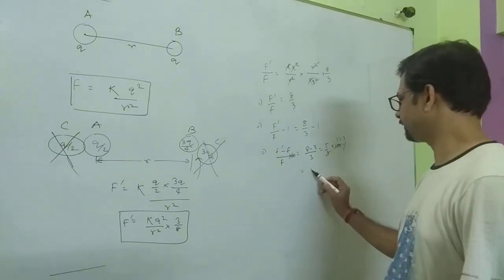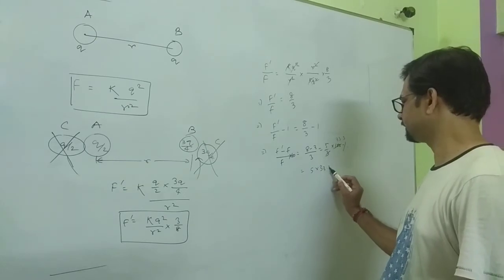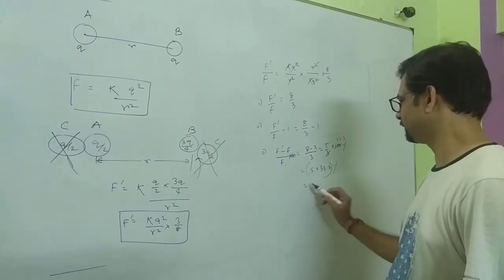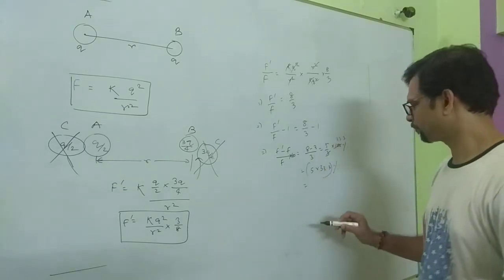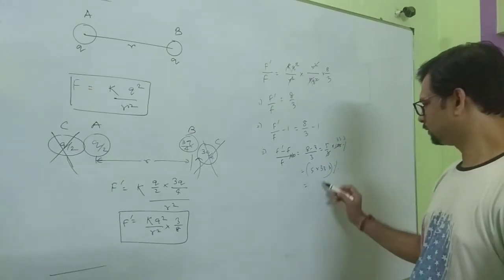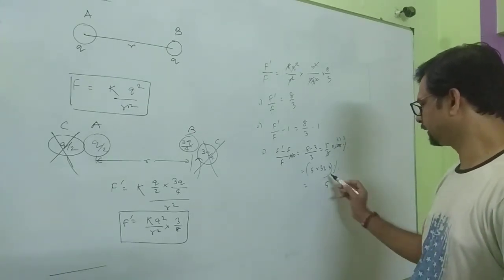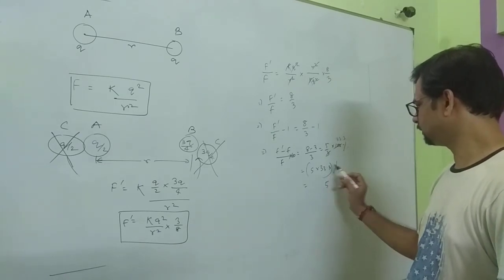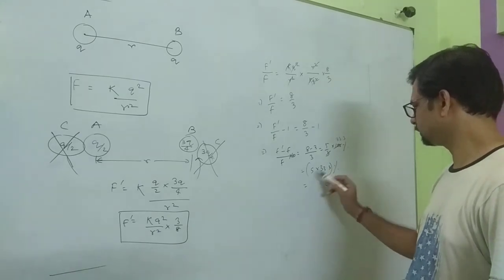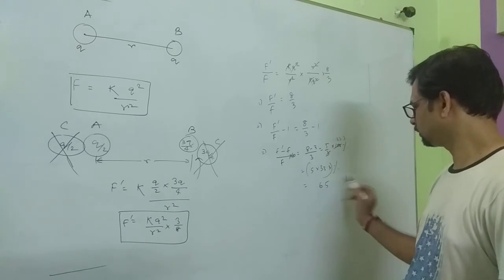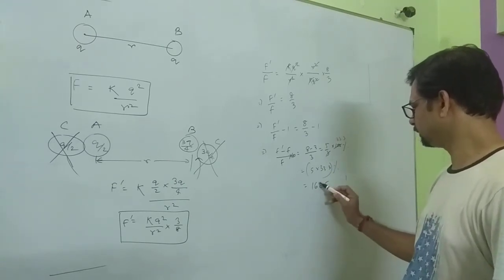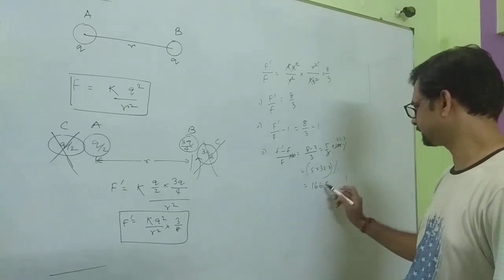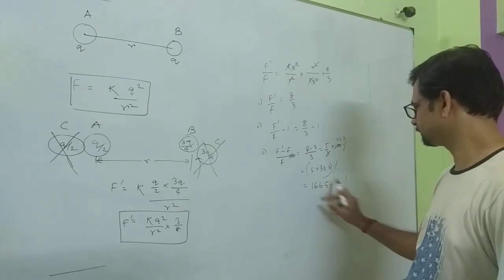So therefore 5 into 33.3%, that means it will be roughly 166.5%. Okay.